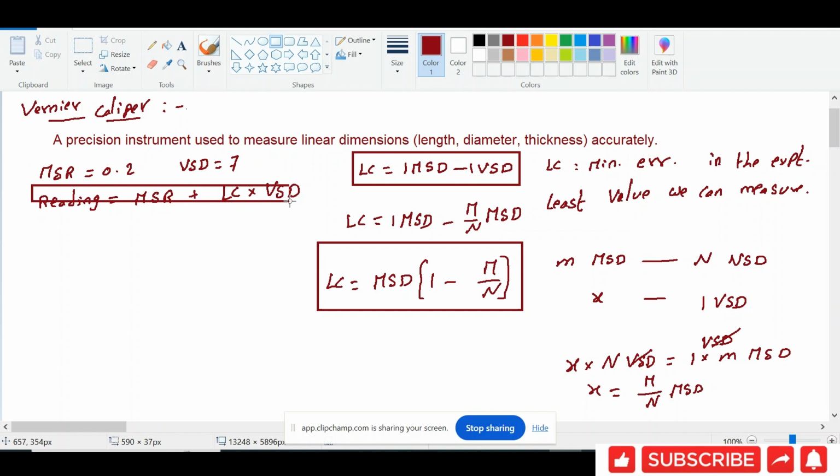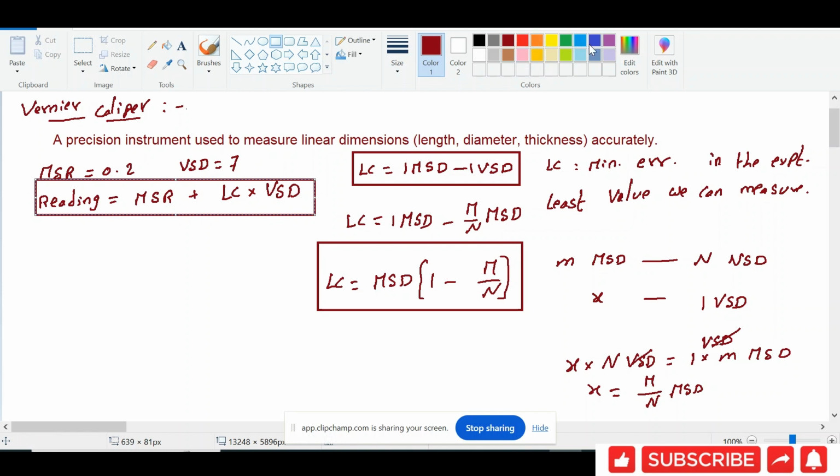So in this way we will take the reading of any measurement if error is not given. If error is given, then let's find out. Okay. Now let's talk about the error. Let's talk about the error. Zero error.